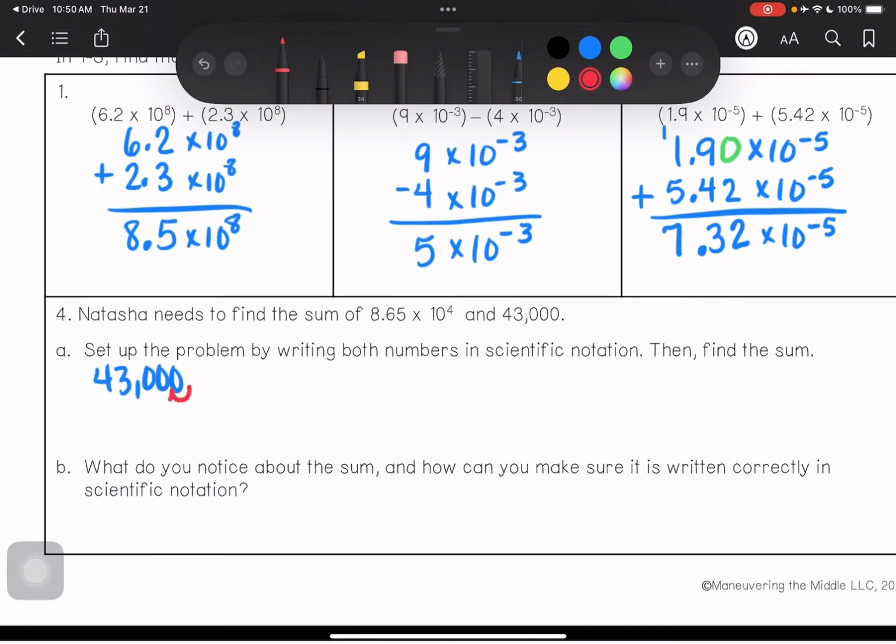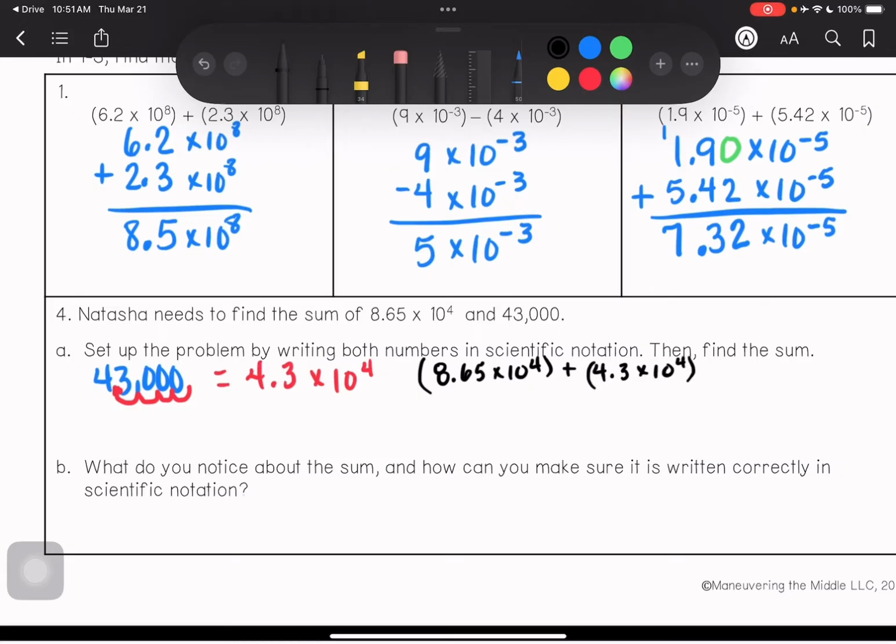So I'm going to move it 1, 2, 3, 4 times. So this gives me 4 and 3/10. Because the number was greater than 1 to start, my exponent will be a positive 4. Okay, now that I have it written in scientific notation, I now can add up the numbers. So my new expression will be 8 and 6500ths times 10 to the 4th plus 4 and 3/10 times 10 to the 4th.